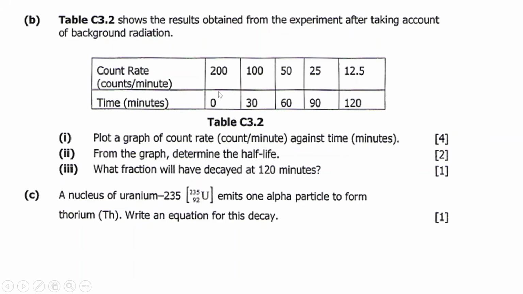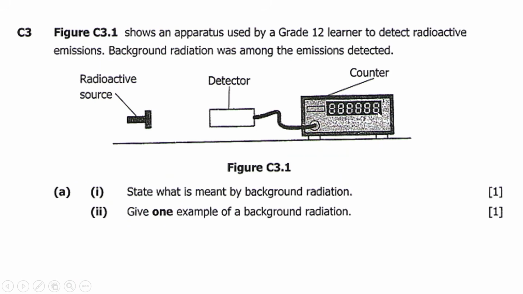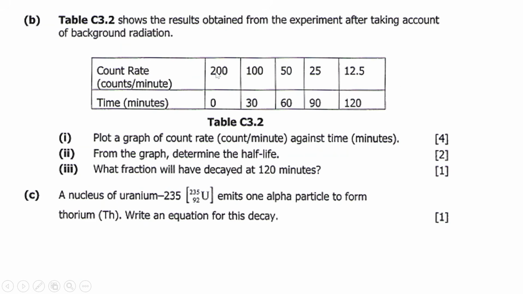At the beginning, before the counting started, the radiation count on that counter was 200 counts per minute. Then later, after 30 minutes, it counted 100 counts. Again after another 30 minutes, going to 60, it counted 50. Again after another 30 minutes, going to 90, it counted 25. Again after 30 minutes, going to 120, it counted 12.5.